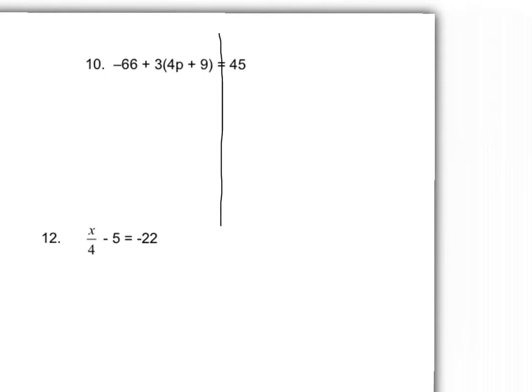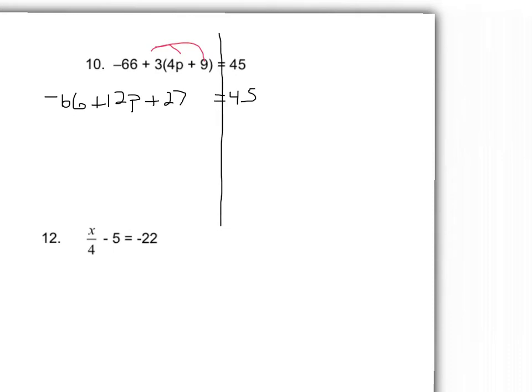We're going to distribute this 3 to each term inside of the parentheses. So we get negative 66 plus 12p plus 27 equals 45. Alright, so we distributed to both of those. Now we're going to combine like terms.